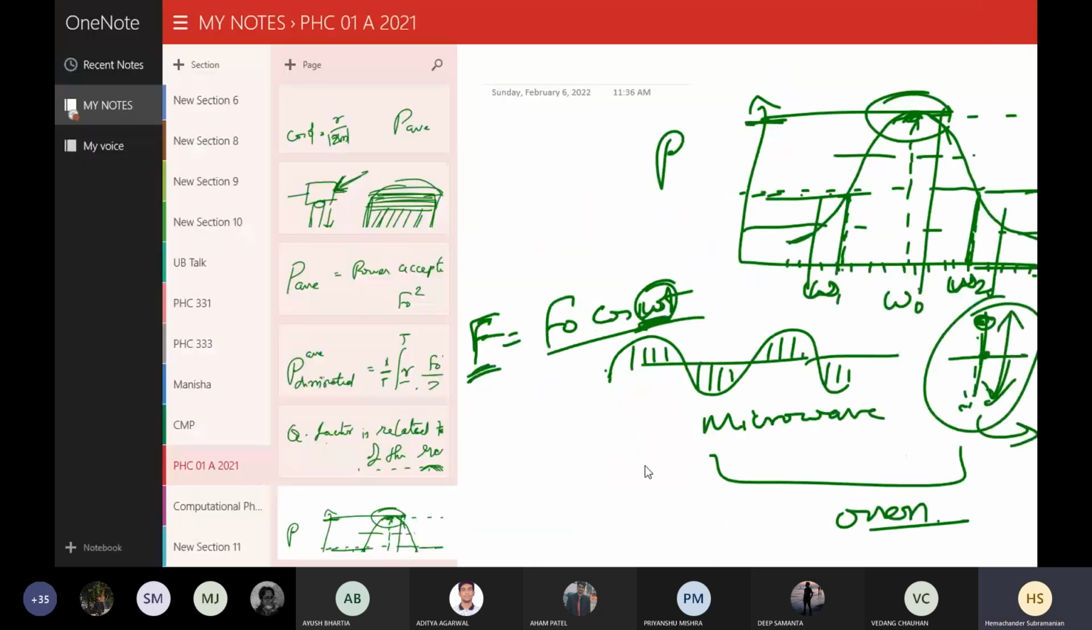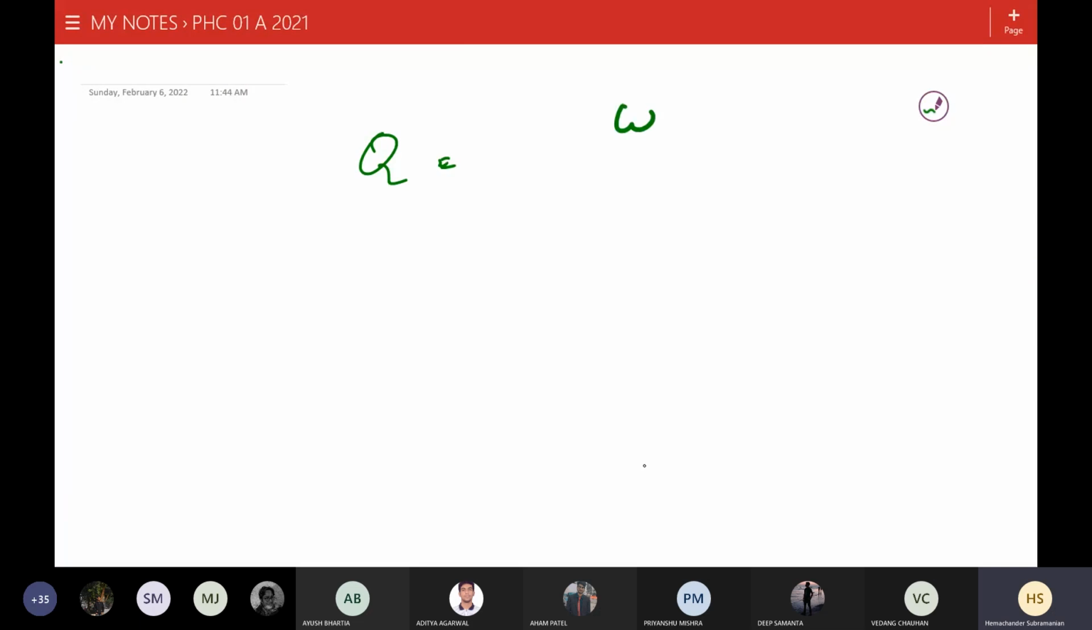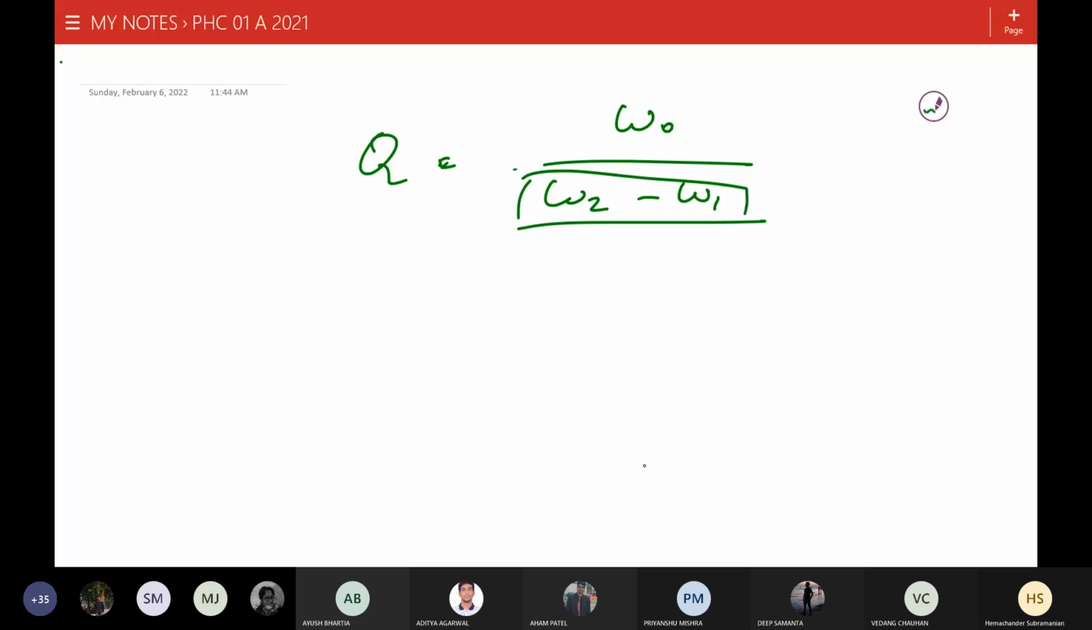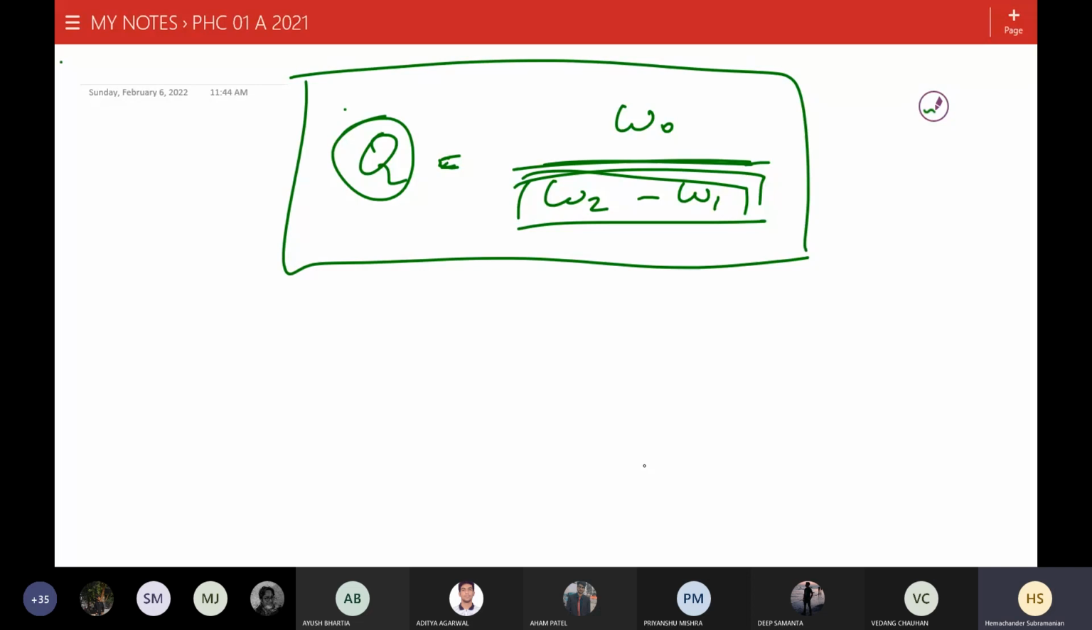The way Q factor is defined is omega naught over omega 2 minus omega 1. The bandwidth goes in the denominator, so the smaller the bandwidth, the larger the Q factor. This is another definition of Q factor, the third definition. There is also another definition, Q factor as an amplification factor, but I'm not going to go into that. This is the third definition of quality factor.